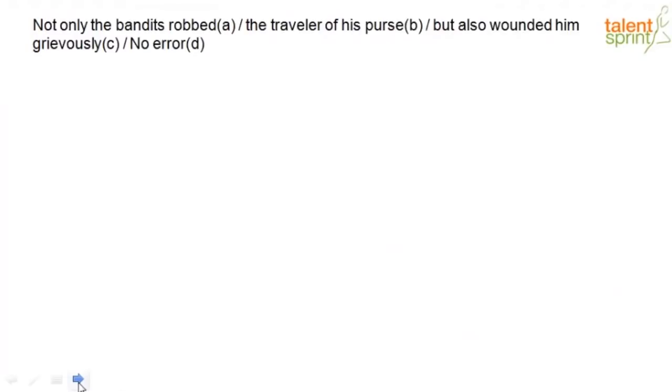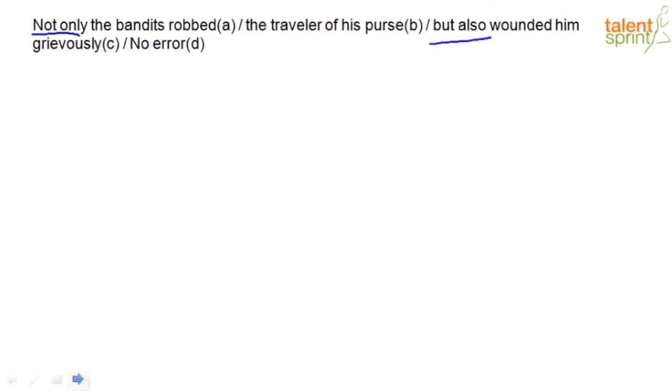Now, I'll give you a clue. Pay attention to this correlative conjunction, not only, but also. When I have not only, but also, I need to follow a particular structure. So, if you're able to recollect what I'm saying, try and identify where the error is. Time's running out. It should follow immediately what?